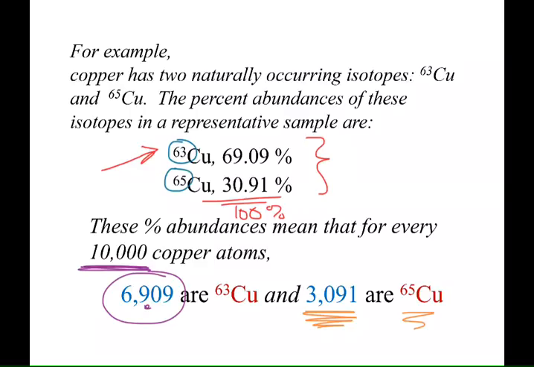Right off the bat, and we're going to be talking about this in the next part, can you see that since you have more of the lighter one, when you come up with an average atomic weight, it's going to have to be closer to this one? That makes sense. And we'll do an example of that coming up.